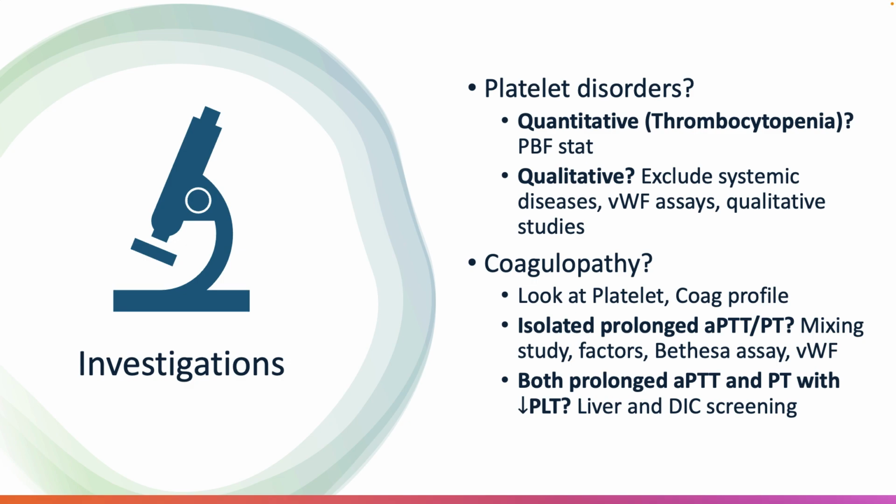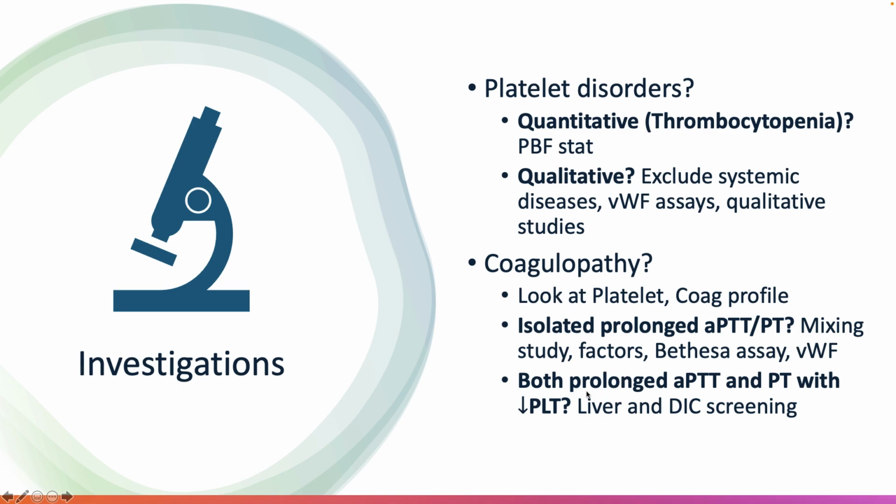Therefore, you may need to order a von Willebrand assay, whether it's the quantitative measure of the factor level or an activity level. Okay, and then if you are looking at coagulopathy with a normal platelet, then you have to really look at which part of the coagulation profile is abnormal. If it's isolated prolonged APTT or PT, commonly APTT, then the next step you need to proceed is the mixing study, followed by factor level and also Bethesda assay to look for inhibitors. At the same time, it's also worth pointing out that you want to check for whether there's any evidence of APLS.